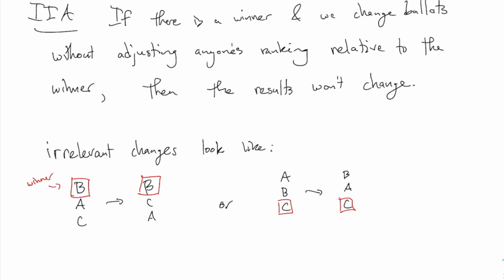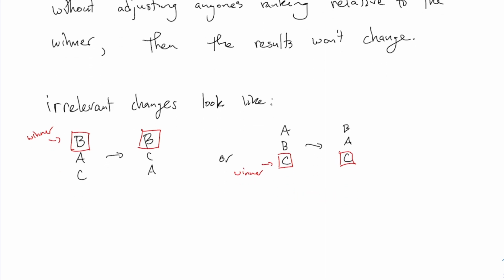All right, the C was the winner here. And all I did was change the other two, without changing their positions with respect to the winner, okay? There's a little subtlety here which is important that I want to point out. It doesn't necessarily mean that the winner just stays in the same location on the ballot.